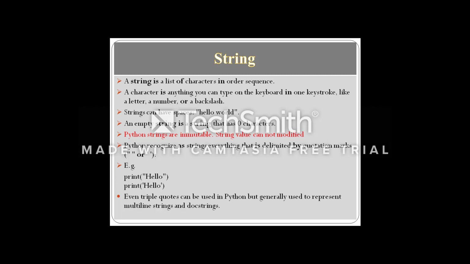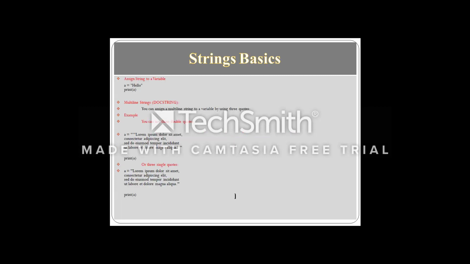Python strings are immutable. That means once you have created a string, you cannot edit or modify that string after that. Python recognizes as a string anything enclosed in double quotes or single quotes. Here, print hello. You can create the word hello using double quotes or single quotes. Even triple quotes can be used in Python, but generally these are used to represent multiline strings, which we also call docstrings.